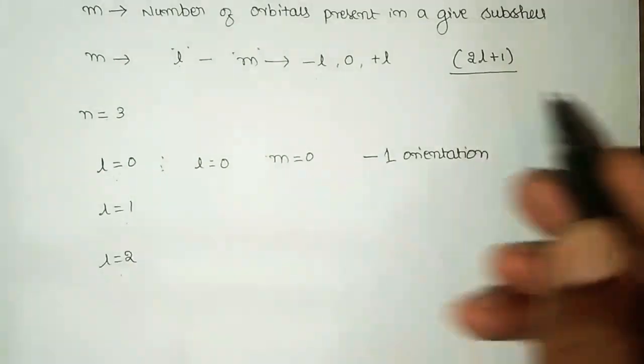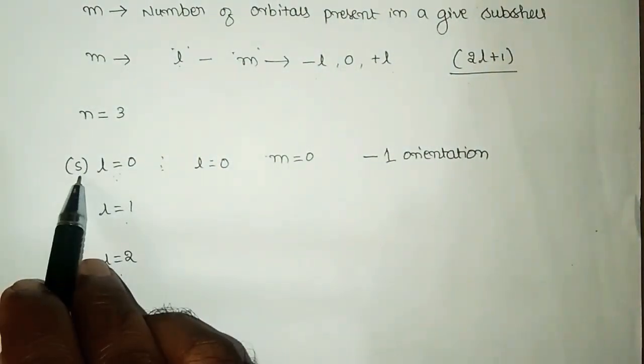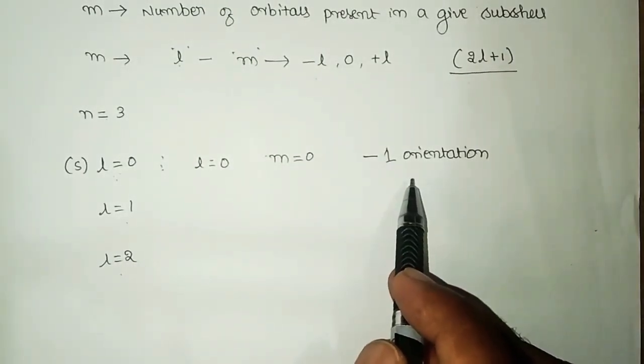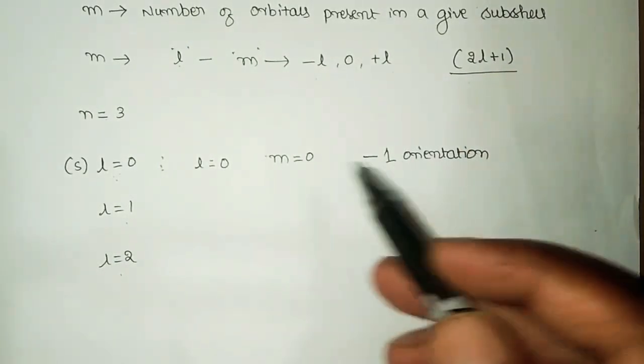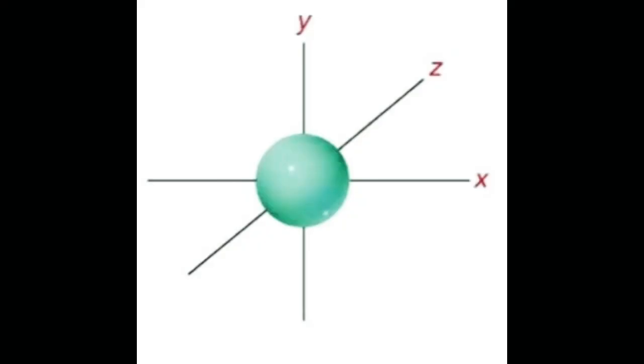l = 0 means we know that it is the s subshell. In the s subshell there is only one orientation, that is, only one orbital is present, in all three coordinates x, y, z. This is the shape of the s orbital, which is spherical, and as we said, it has a single orientation, meaning it doesn't confine to any one axis. It comes under all three Cartesian coordinates.